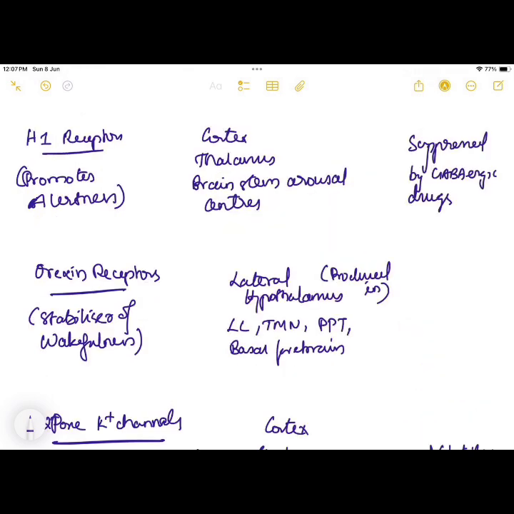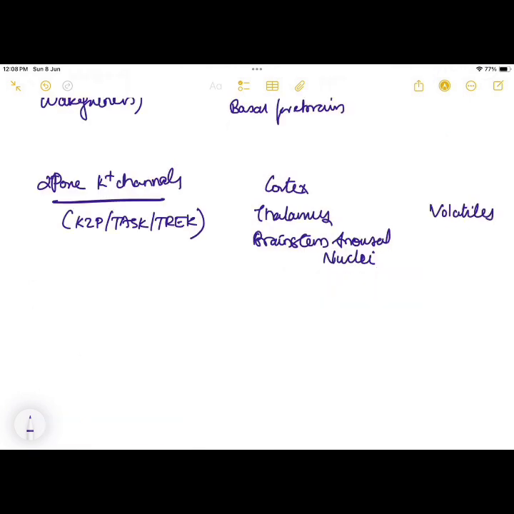Coming to the histamine or H1 receptors, they are found in cortex, especially frontal lobe, thalamus, brainstem arousal centers. They promote alertness. They are suppressed by GABAergic agents and they can cause sedation. The orexin or hypocretin receptors, the orexin is produced in lateral hypothalamus and has projections to locus coeruleus, tuberomammillary nucleus, PPT, basal forebrain and cortex. They are master stabilizers of wakefulness and are indirectly suppressed by anesthesia via cortical and hypothalamic inhibition.